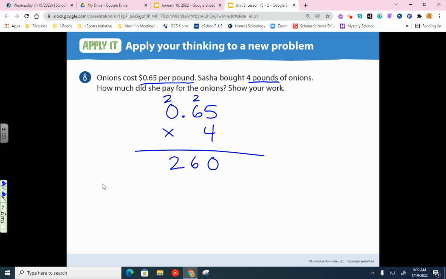So now we have to figure out where to put the decimal point. Remember, our factors determine where to put the decimal point. This factor uses 2 place values, so our answer should have 2 place values. So our answer should be $2.60. So that's one way to look at it.